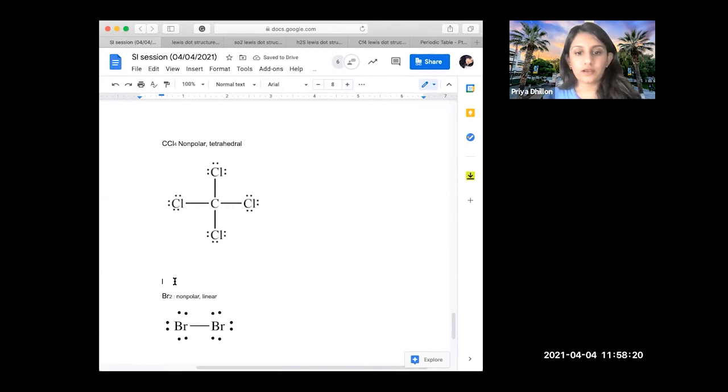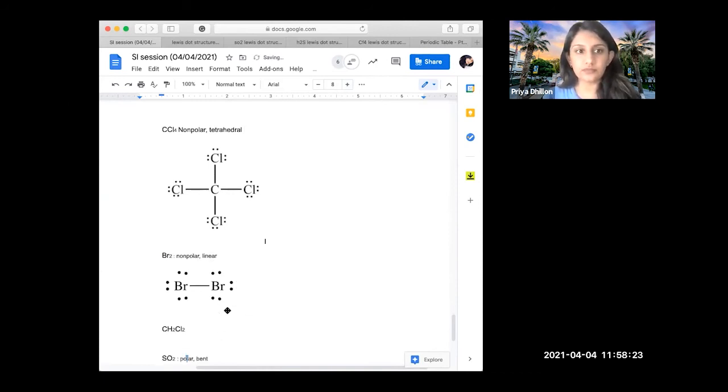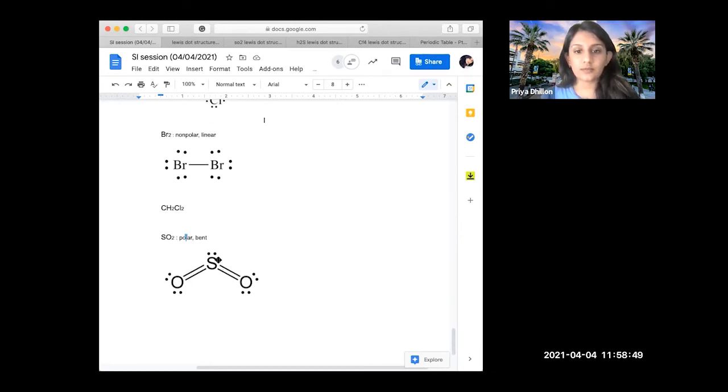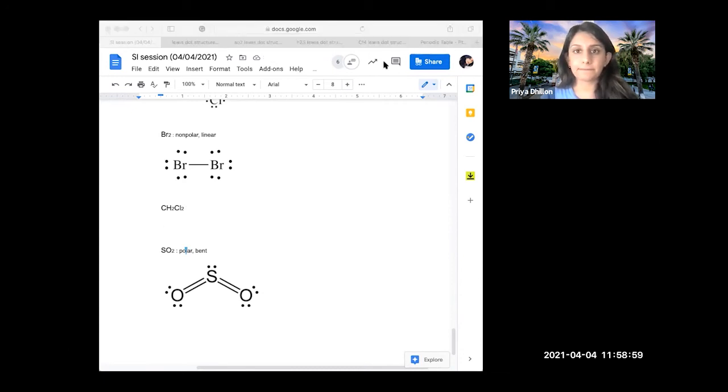Okay. Now Br2. Yes. So you might say, oh, I don't know which one is the central atom. How is it going to be? It has these lone pairs. But since it's an equal amount, it cancels each other out, like what we were covering before. So it is, in fact, nonpolar and linear. So good job. Polar and bent, this is good. Let me quickly find the Lewis dot structure of this. H2, Cl2.